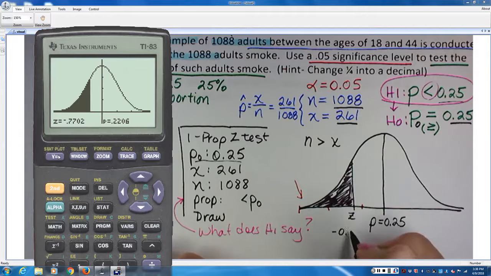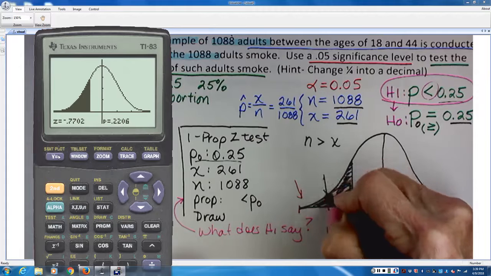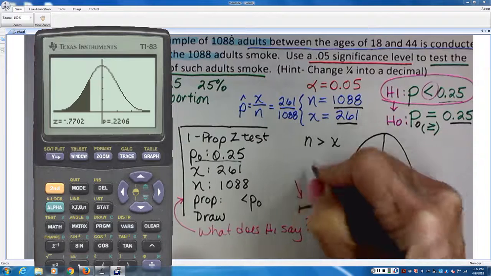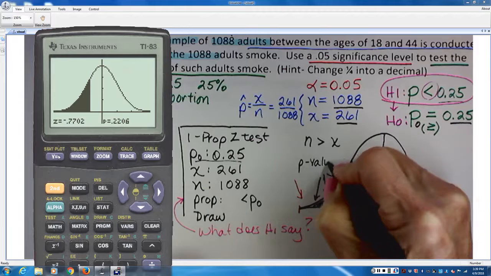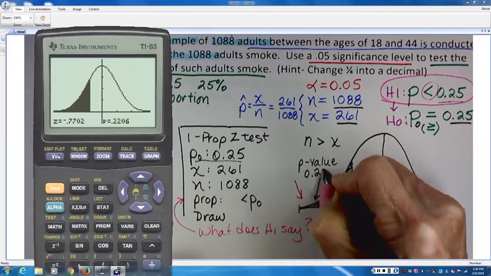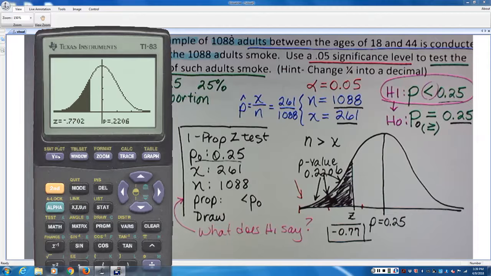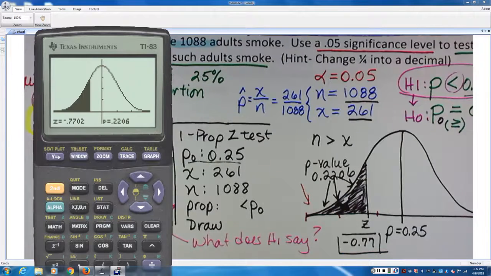And if I rounded that Z-score off to just 2 decimals, which is the way we're used to looking at Z, that Z value is not very far from the center of that curve. It's actually pretty close. And it's also telling me when it says P is 0.2206, it's telling me that's that area that's underneath the curve to the left of Z. Okay? So let's focus on that for a minute.